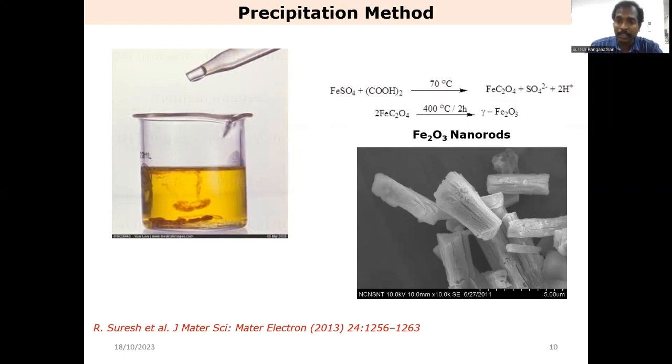Then this ferrous oxalate will be separated from the reaction mixture either by a filtration process or a centrifugation method, and then we have to calcine it in a furnace. Then we are going to get iron oxide material. The iron oxide material possesses some rod-like morphology. The size is in the nanometer range also.